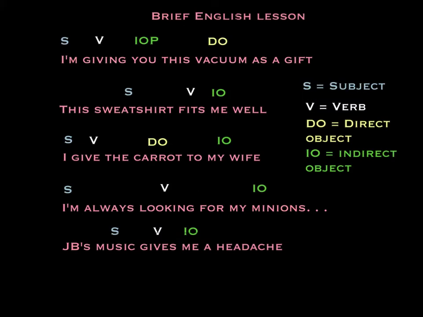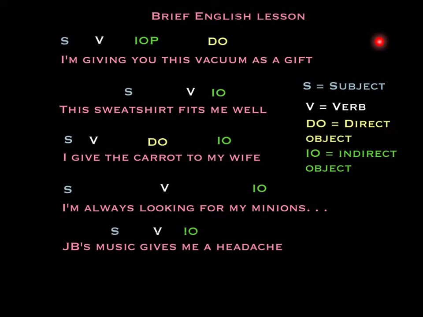So after looking at those Spanish examples, let's put those sentences into English and do a quick, brief reminder lesson about how we use sentence structure in English. Take a look at the right side. Over here you can see that we have our abbreviations. S stands for the subject, the person doing the action in the sentence. The verb, which is the action in the sentence. The direct object, which is the object that is receiving the action of the verb.